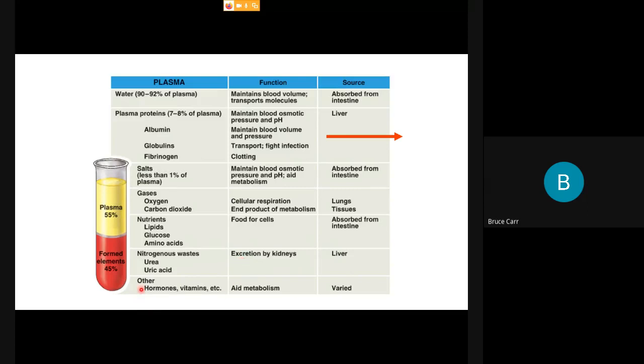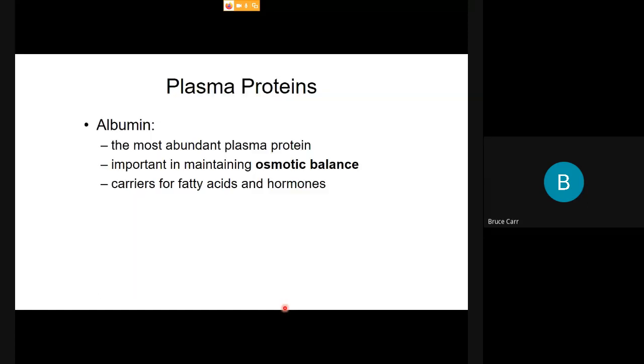Others. This could be a very long list because we have so many things that act in low concentration, like hormones and vitamins, but also many traces. They aid metabolism, they're essential, and their sources are varied in the body.